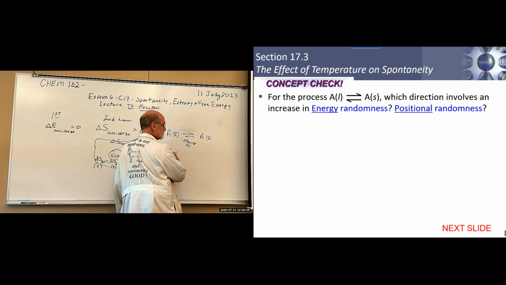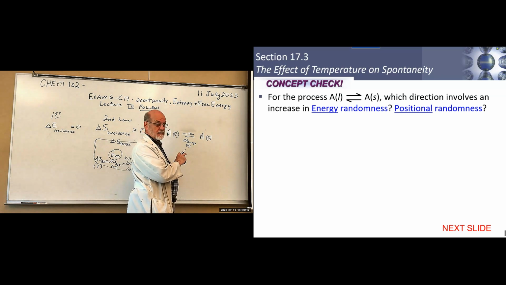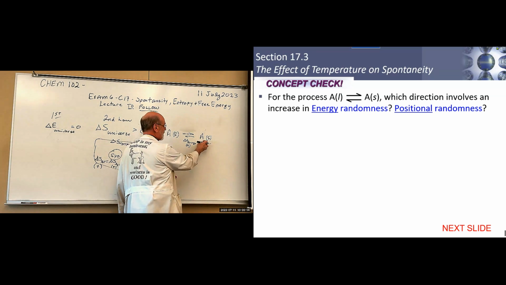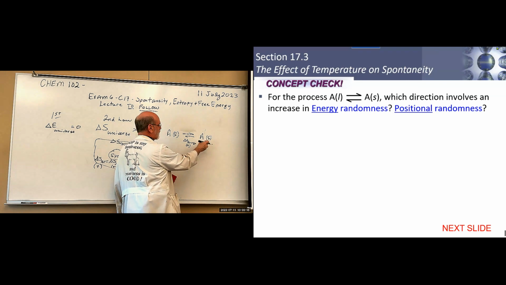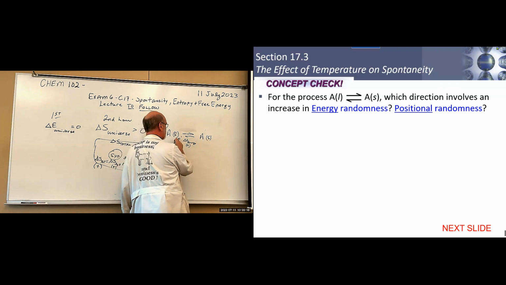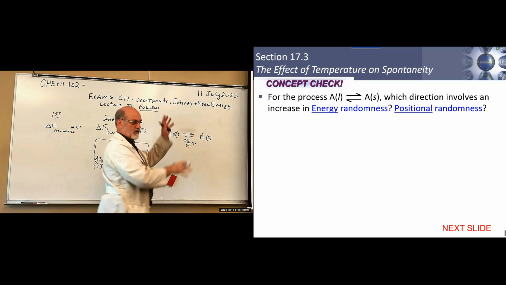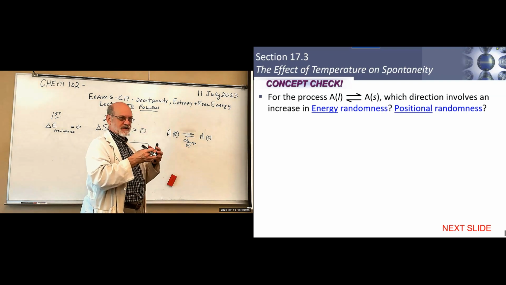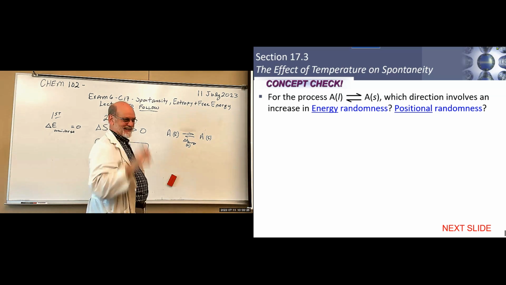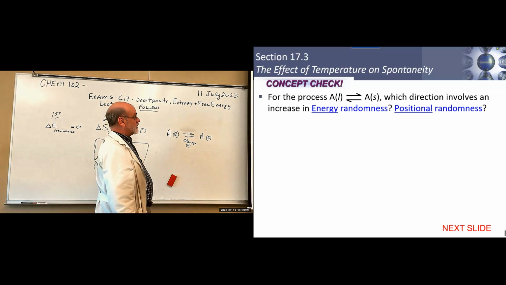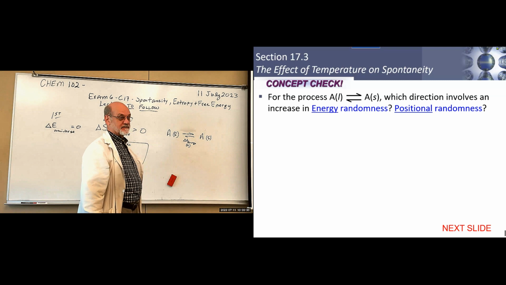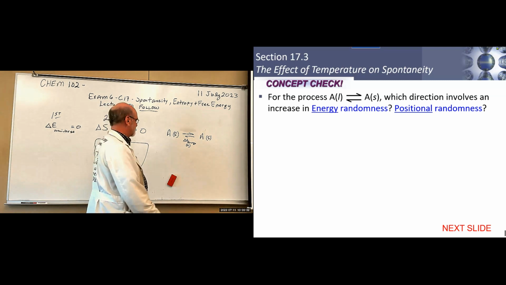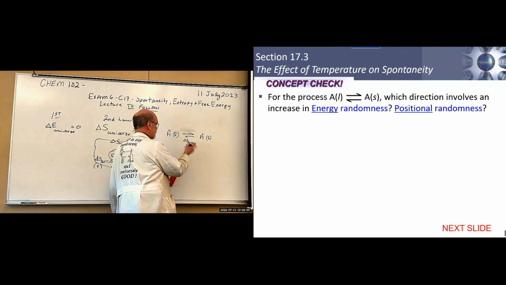It should be the same both directions, shouldn't it? Positional randomness. You're going from solid to liquid. The liquid gives you more possible microstates. It's not locked into place. More stationary would be a decrease in entropy, wouldn't it? Yeah, that's what I was thinking. Yes. So both of them should go to the left.